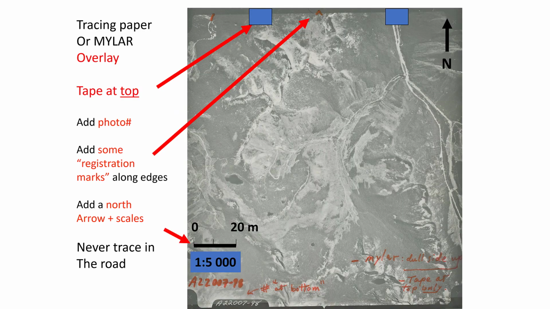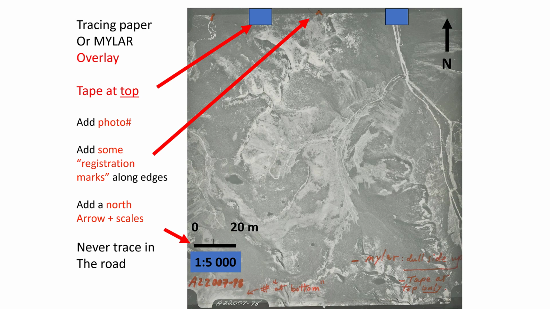When we work with air photos in the field, we don't draw right on them. We put tracing paper or mylar overlay, and we tape this overlay paper to the air photo at the top. Once we've done that, we add the photo number to the mylar. We add some registration marks along the edges. You can see there's a notch in the edge of the photo frame that we indicate with the chevron, to make sure that, in case the tape fails, we can realign our overlay mylar on the air photo at a later time. We also add a north arrow to our mylar and a scale bar.